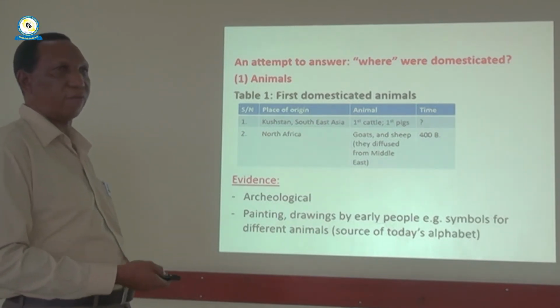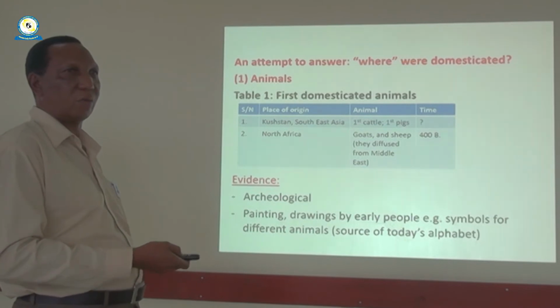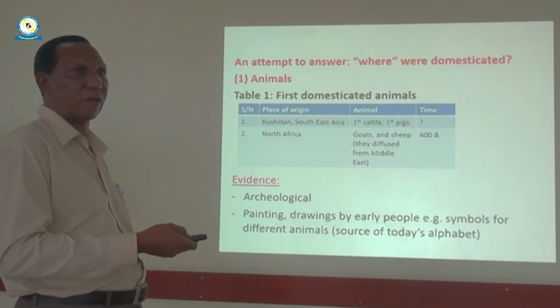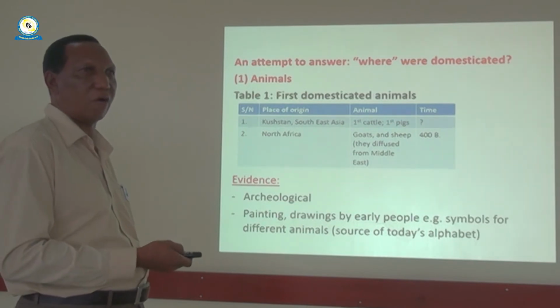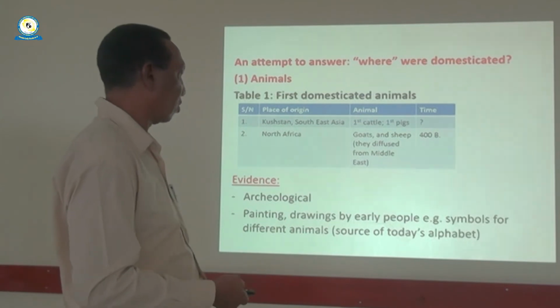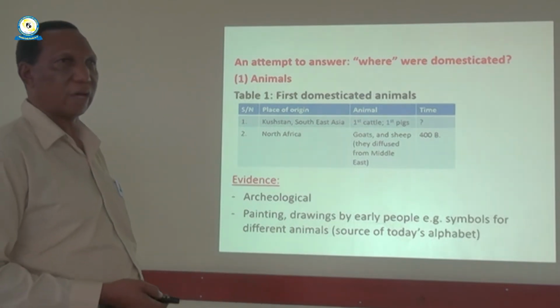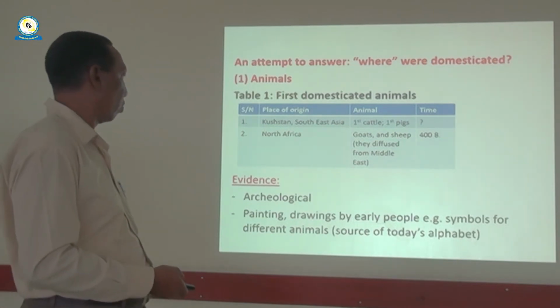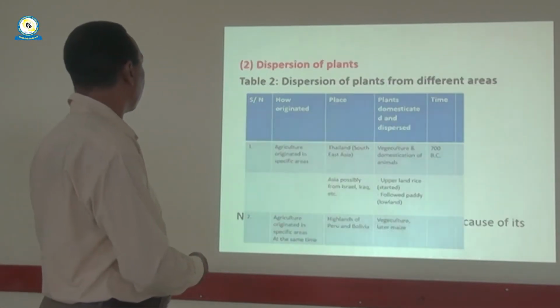For example, alpha developed from a simple diagram showing the head of a cow with horns, and others. You can read from your own reference books, even the notes.